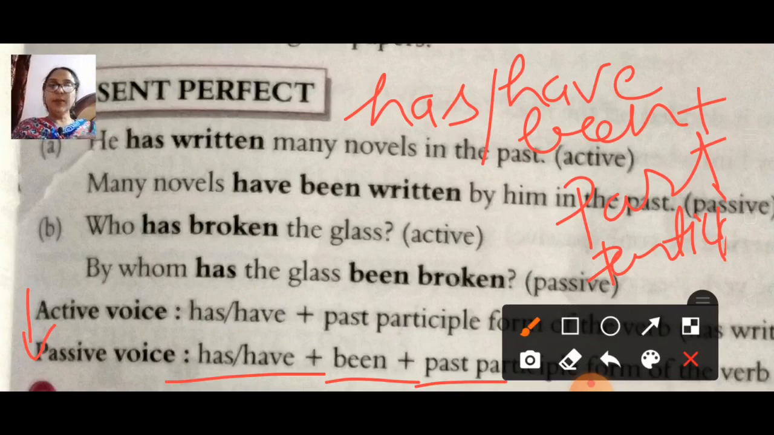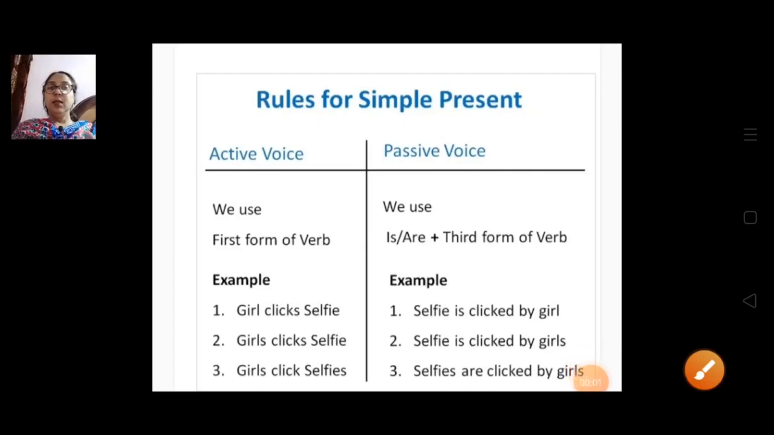So what have we learned today? To make active to passive voice in simple present tense, what are we going to use? We use only is, are, and am, and then the third form of the verb. So that is the rule of simple present tense in making active to passive voice.